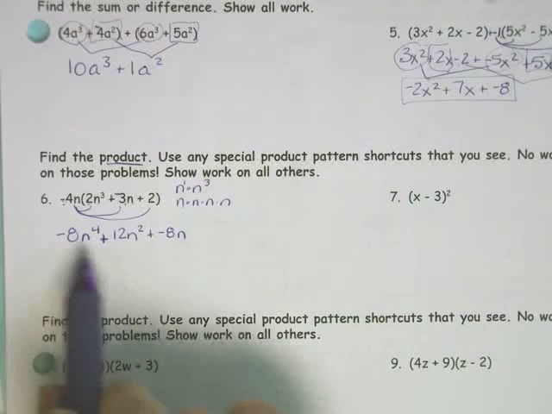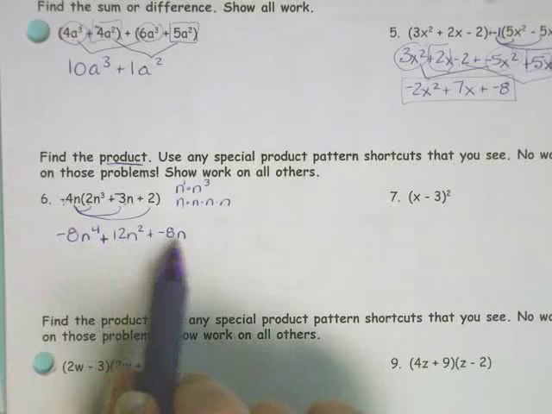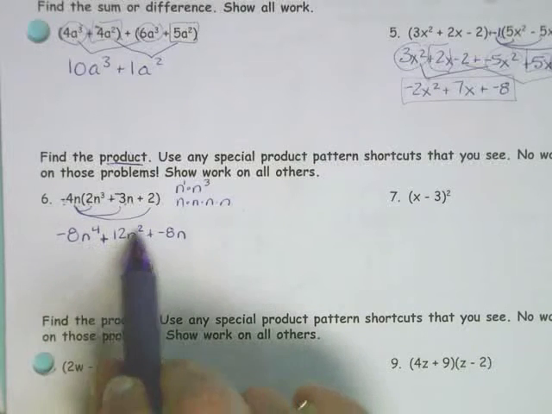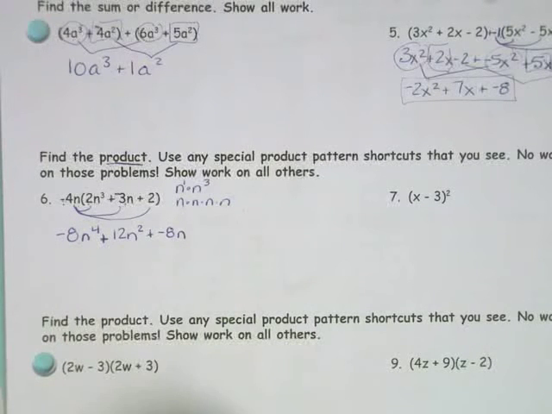So now, is there anything that we can combine? No, there's no like terms. This is n to the 4th, n squared, n. So there we go. We multiplied it together. We got the product. We're done with that one.